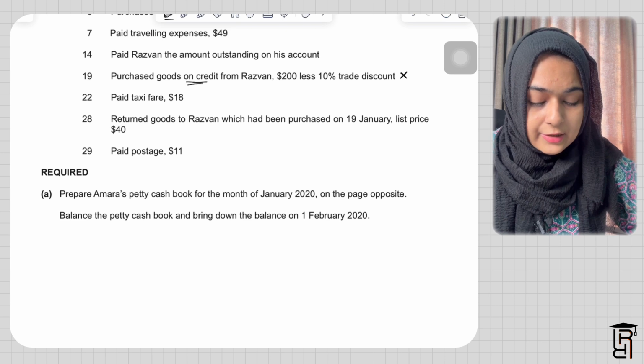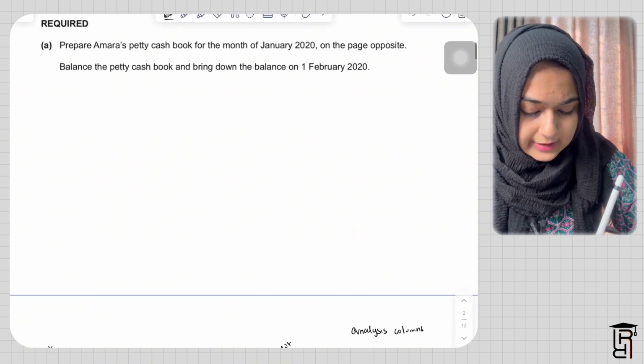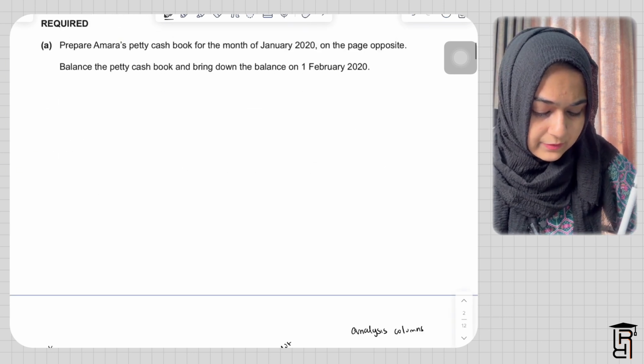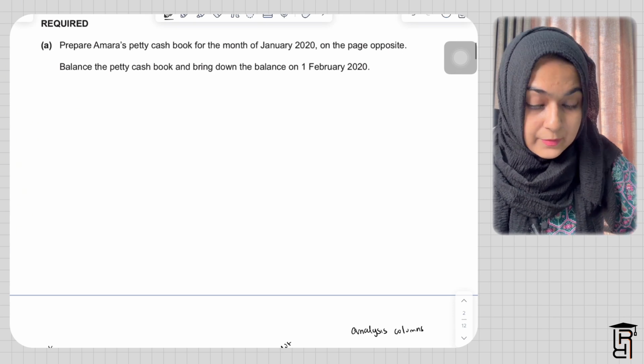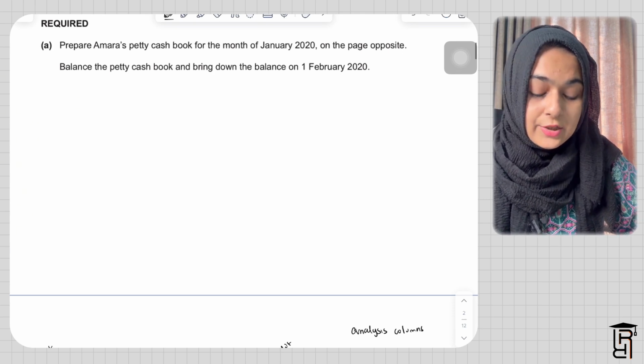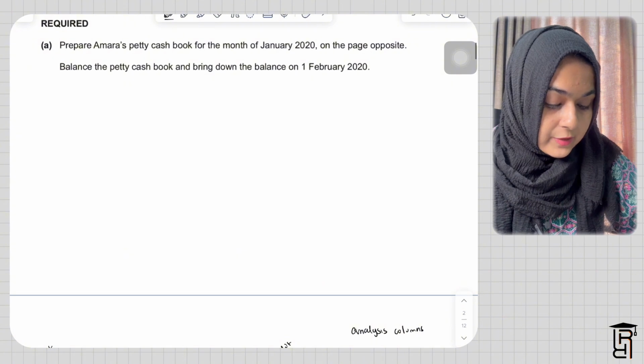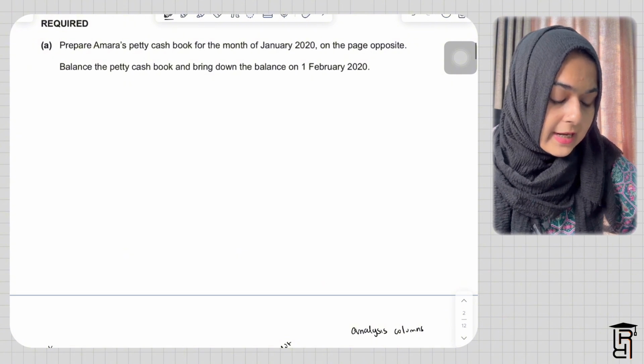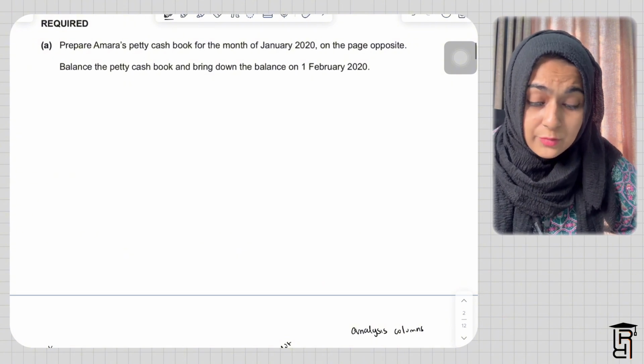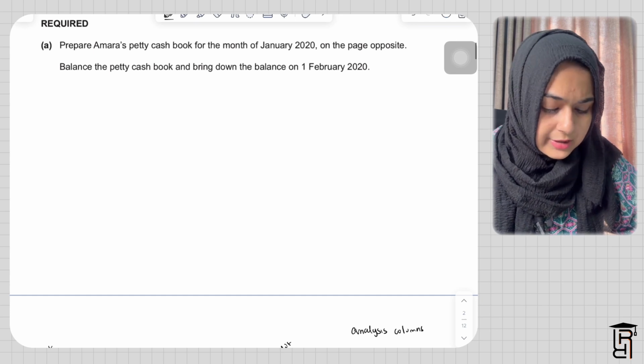Then I'll write here January 29, so I'll write here 29 January. I'll write here postage. We are paying for postage $11. So I'll write here $11, and in postage and stationery again I'll write here $11. Now we are done with all the transactions that we had to record in the petty cash.